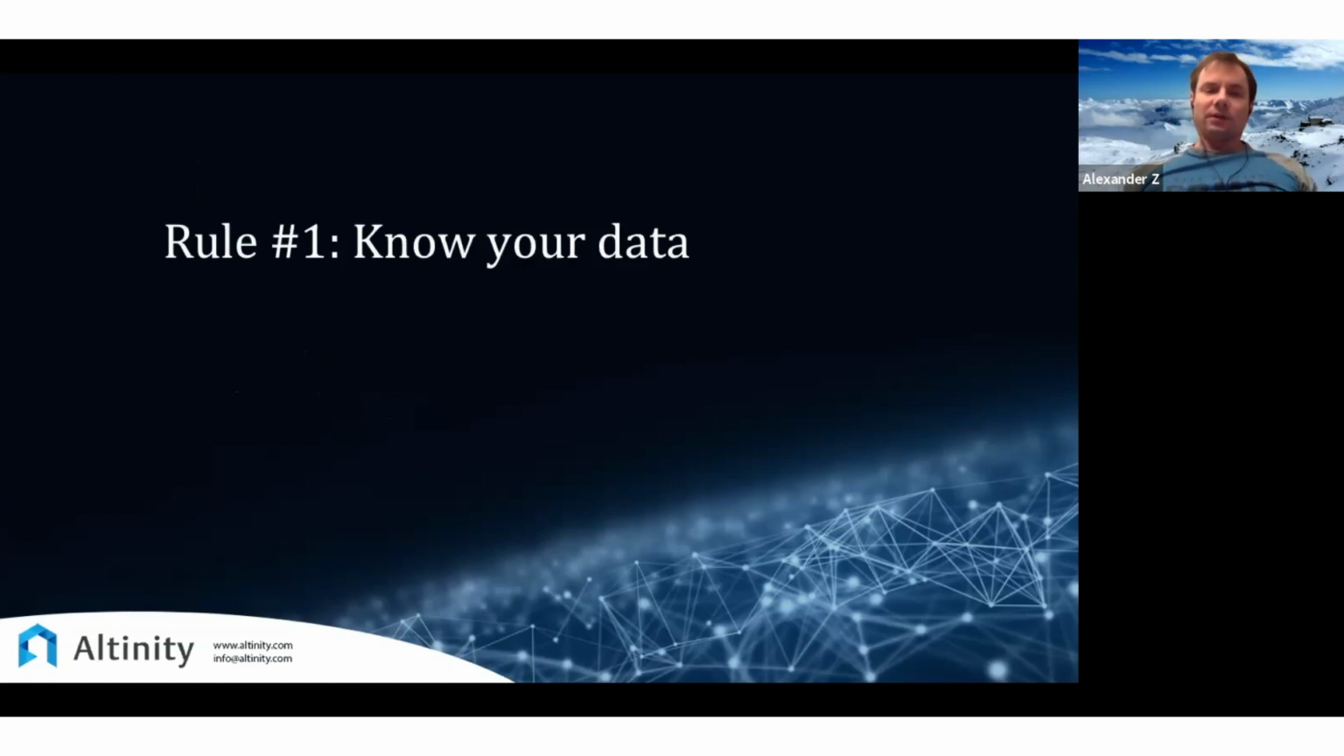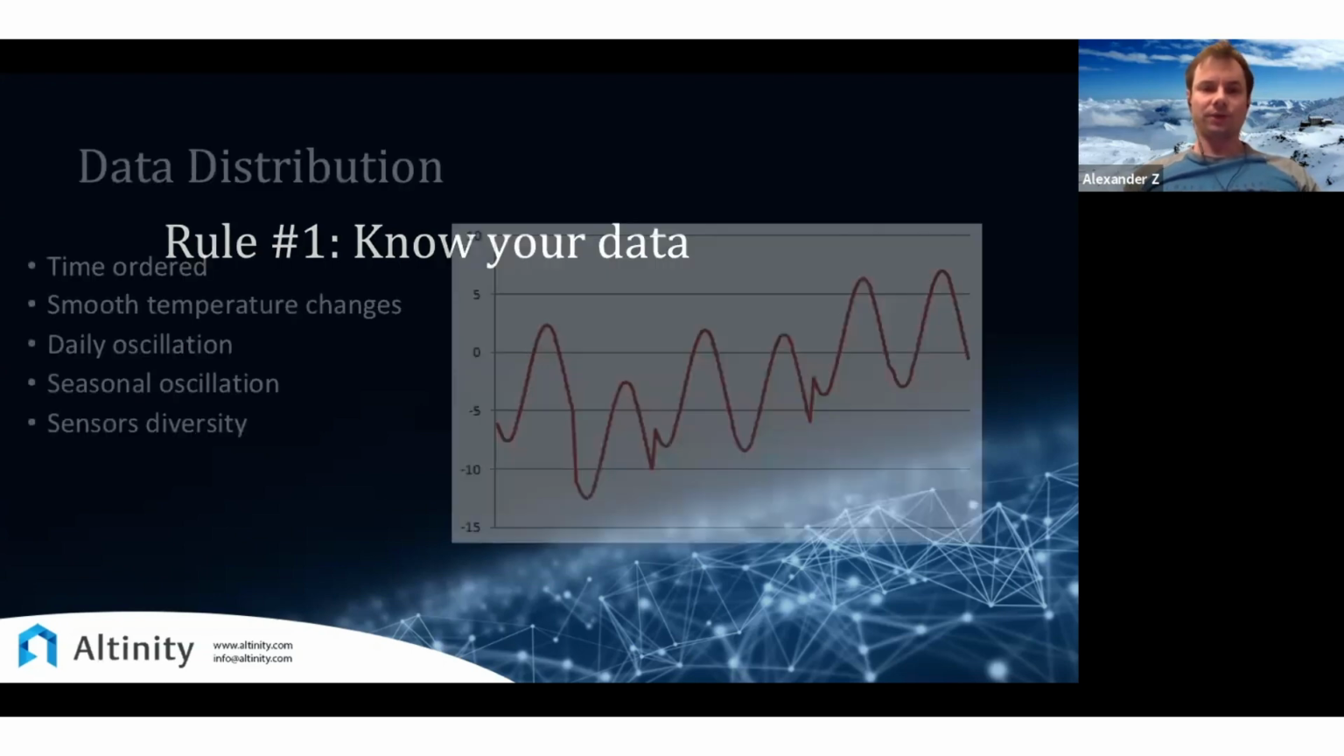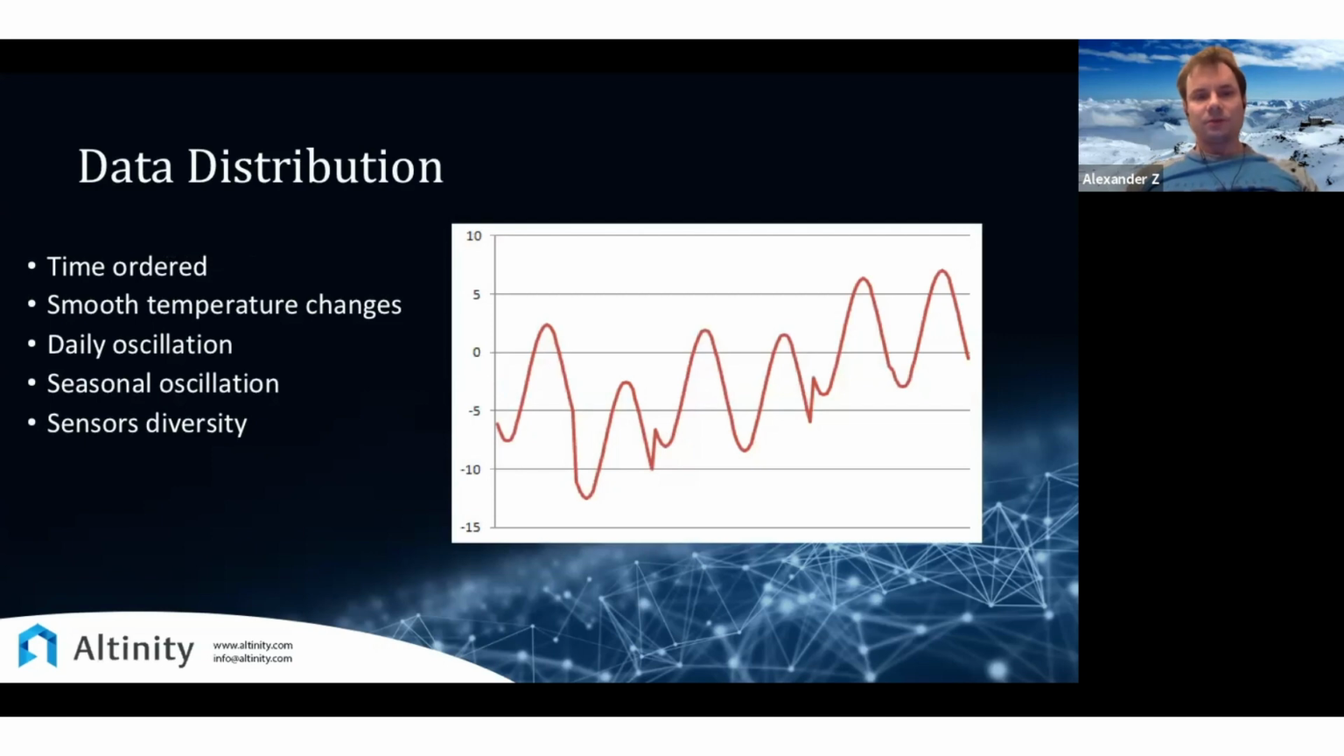So rule number one, when you approach such kind of problems, is to know your data. You need to understand what kind of data you want to store, how it's organized, and how you can store it in the most efficient way. So in this particular case, if we are talking about temperature sensors, the data first is time ordered because we measure every minute, and every minute we have a new value. Second, the temperature actually changes smoothly. So every new measurement shouldn't be far apart from the previous one.